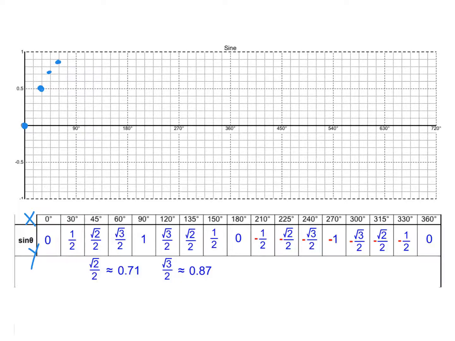And then 90 degrees and 1. That one at least should be pretty easy, right? Because we got 90 degrees labeled and we got 1 labeled on there. Having done those, now go ahead and fill in the rest of the points.